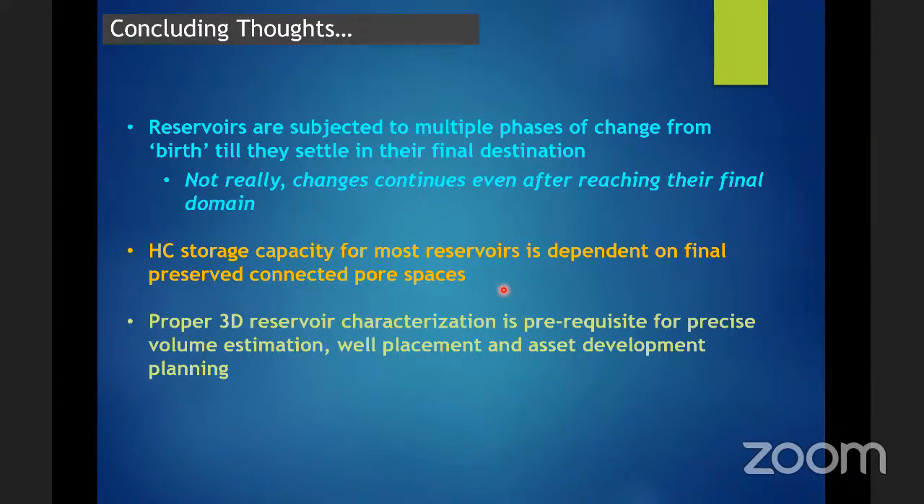Okay, so this is just my quick thoughts on how the reservoir starts from the onset, where it begins as very loose and very unconsolidated, and then through transportation, changes in different environments and different conditions, it gets altered to its final domain, where it's sometimes even further changed to have new properties that now determine how much oil and gas it is able to hold in place.